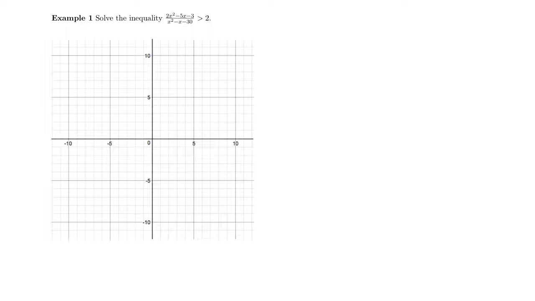To solve this linear inequality, we're going to use a graph. So I'm going to start by factoring the numerator. We have to have a 2x and an x. I want to get a -3, but also have a -5. I'm going to do +1 and -3. And for the denominator, that's going to be an x minus 6 and an x plus 5.